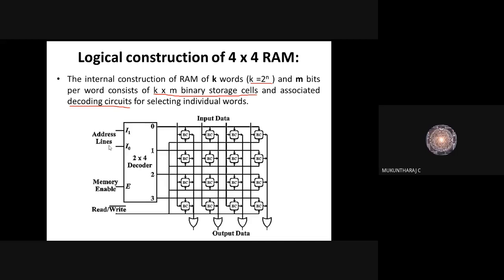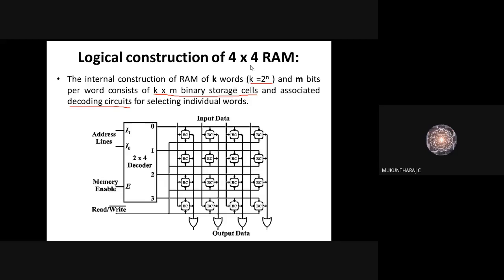So here you can observe the address lines, the read/write control signal, memory enable, that is the select line, then input data and output data lines. This address line gives the address location from where we are going to read the data or where we are going to write the data.